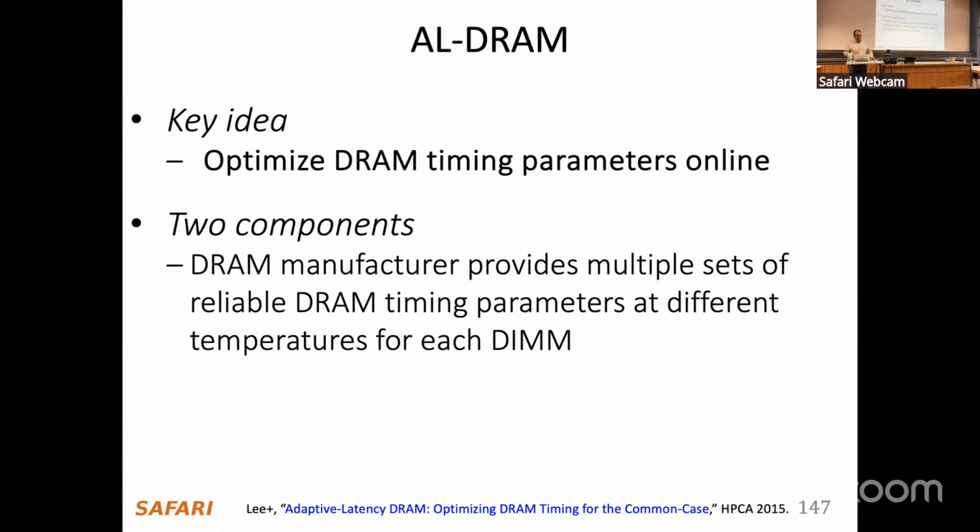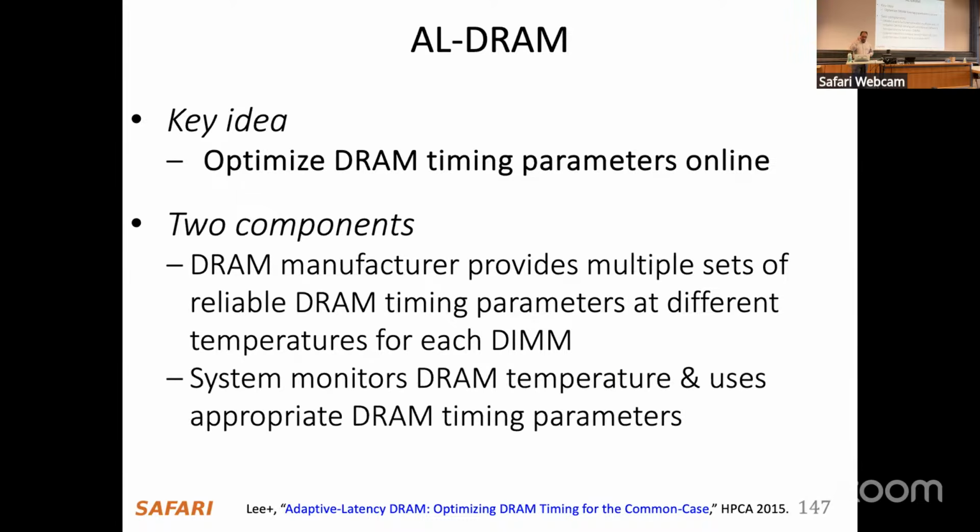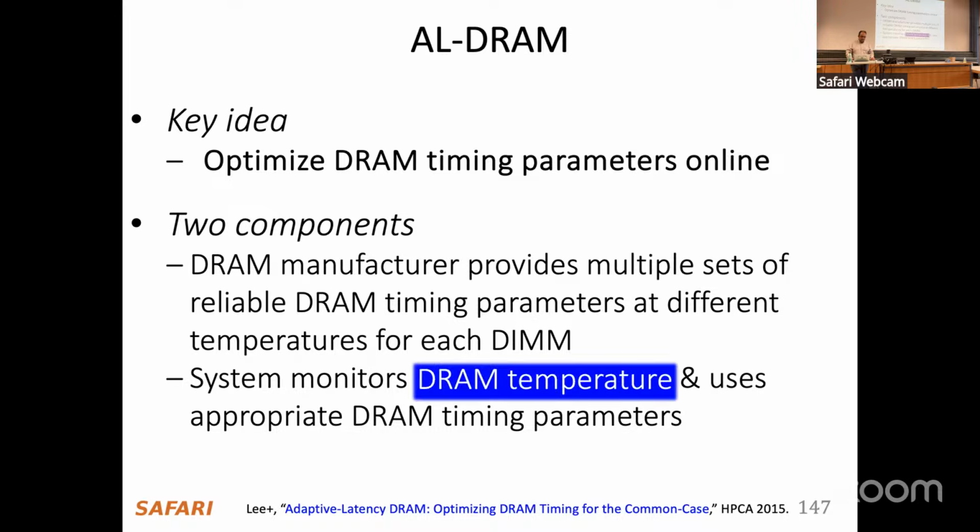For example, if you are working at a temperature between 20 and 40 Celsius, these are the timing parameters. If you're operating between 50 and 85, here are the timing parameters. If you have that kind of information, specific per DRAM module, then you can benefit from such techniques. Another component of ALDRAM is that you monitor your system, basically the DRAM temperature, and we use the DRAM timing parameters based on the temperature profiling that we have.